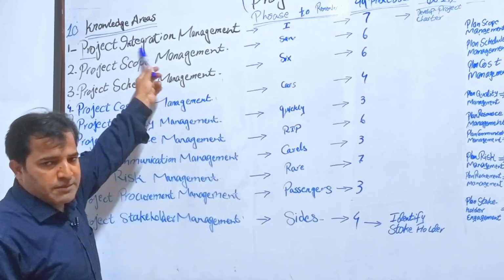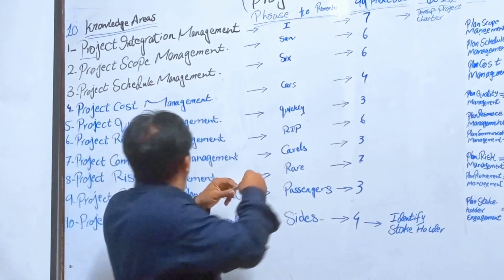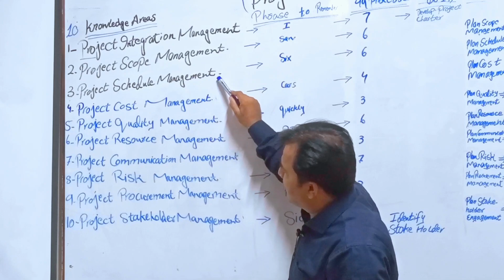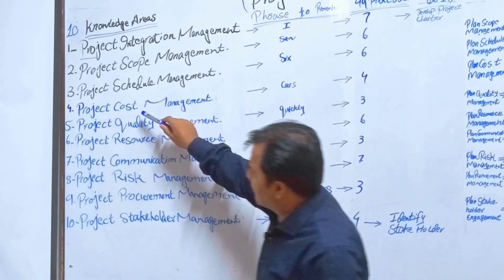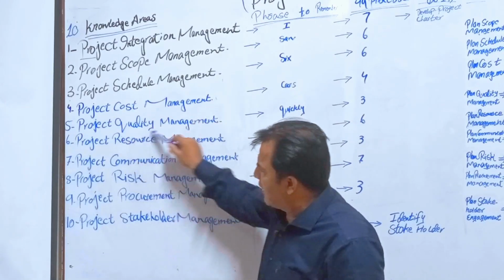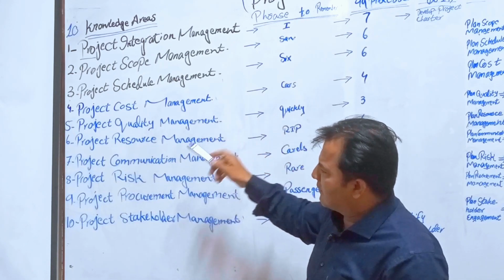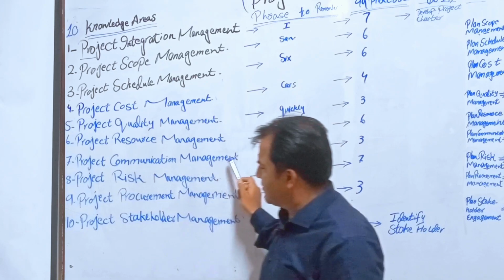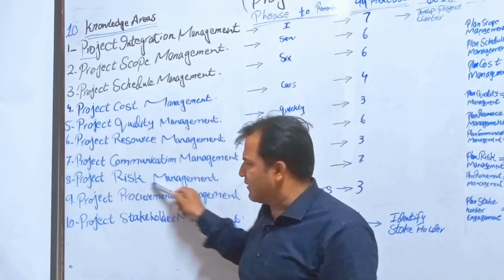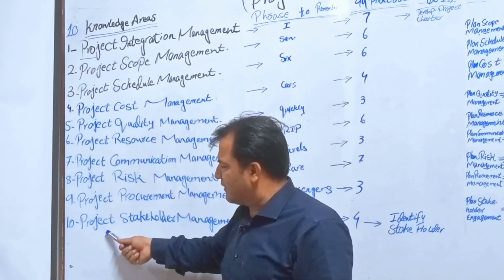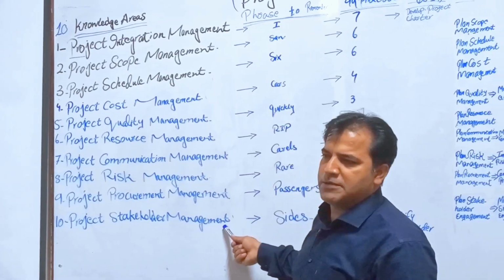The first one is project integration management. The second is project scope management. The third is project schedule management. The fourth is project cost management. Fifth is project quality management. Sixth is project resource management. Seventh is project communication management. Eighth is project risk management. Ninth is project procurement management. And the last one, tenth, is project stakeholder management.